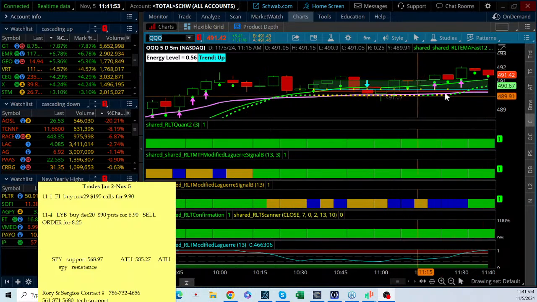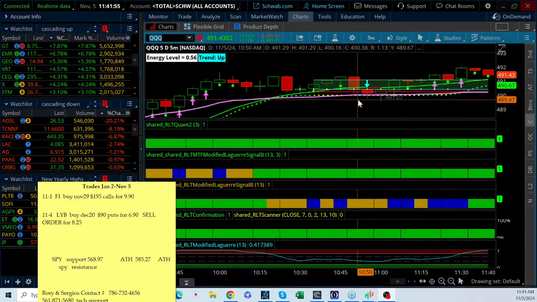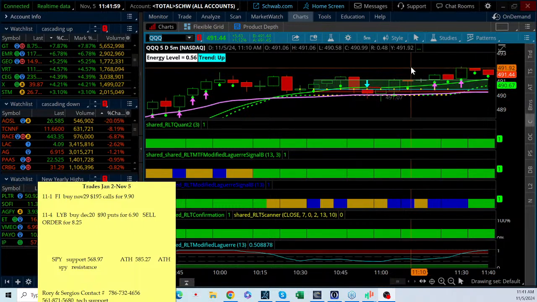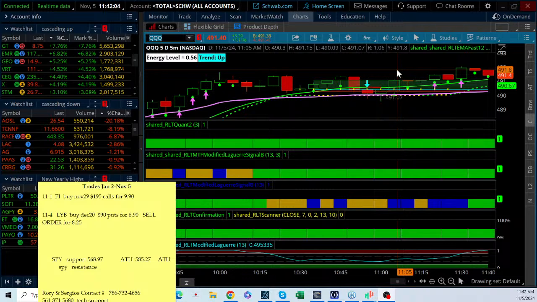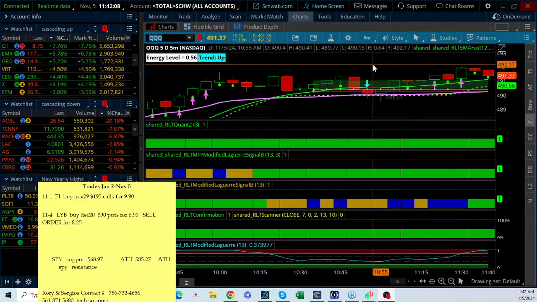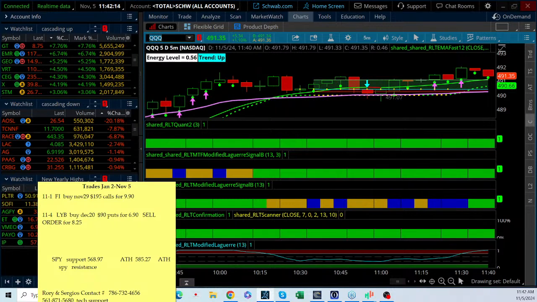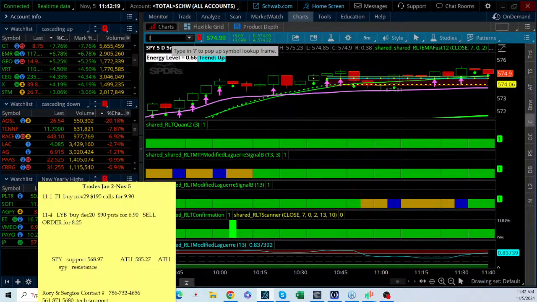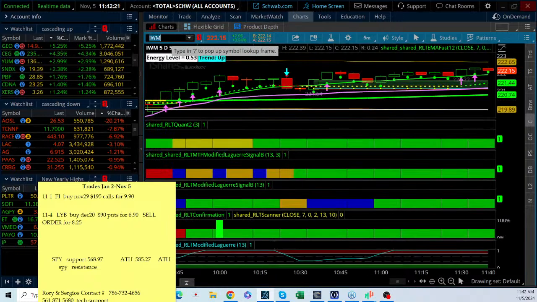We use the VWAP as a support resistance level right here, the pink line, and the green line right here. This little thin green line is a 15 EMA. We use that for a support and resistance level. Right now, the Qs are at least playable to the upside if you get a bounce off the 15 or the VWAP. The SPY is not. It's got too much resistance right now at the 8 exponential moving average on the daily. And the IWM is also playable to the upside.